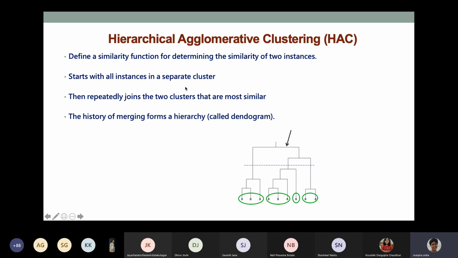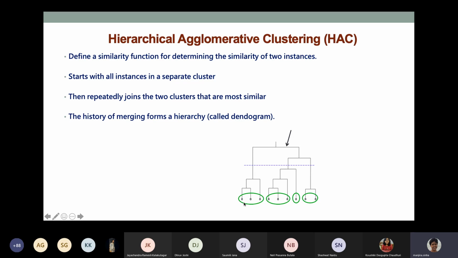So start with all instances in a separate cluster, then repeatedly join the two clusters that are most similar. The history of merging forms a hierarchy, and this diagram is also called a dendrogram. And this looks like a hierarchy, right? It shows how we have merged the nodes. Say for example, in this case, just consider the spatial closeness of nodes to each other as the similarity between them.